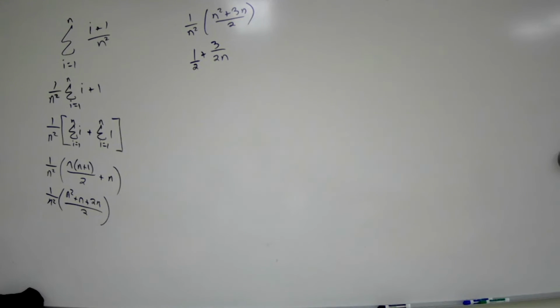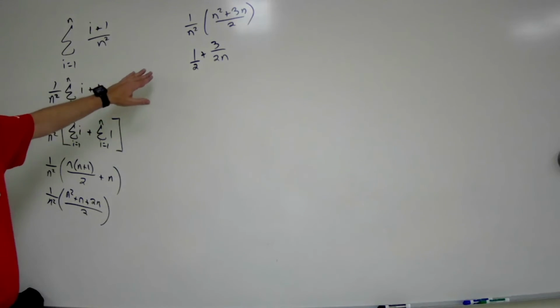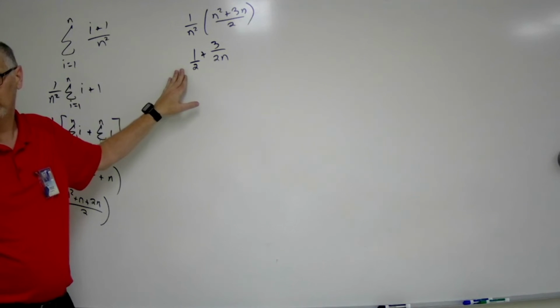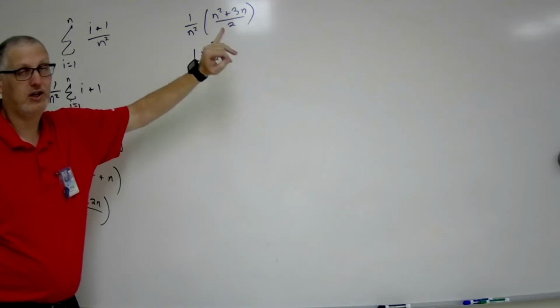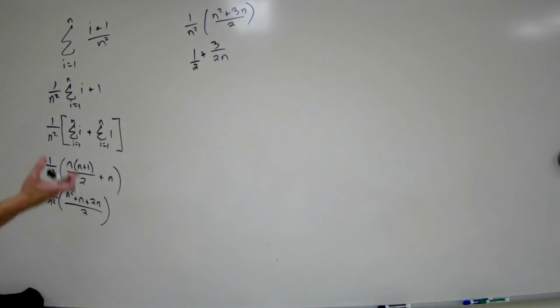Because it's going to be n squared over 2, and when I multiply the 1 over n squared, I'll have n squared over 2n squared, and it just becomes 1 over 2. And then 3n over 2n squared just simplifies, the n goes away, but there's still 1 on the bottom. Yep. Okay, here's what we're going to do with this now.